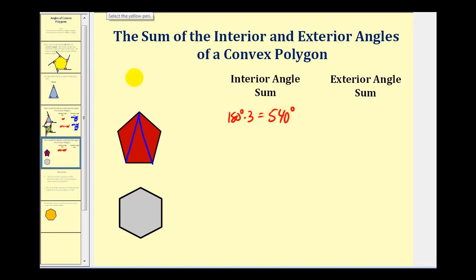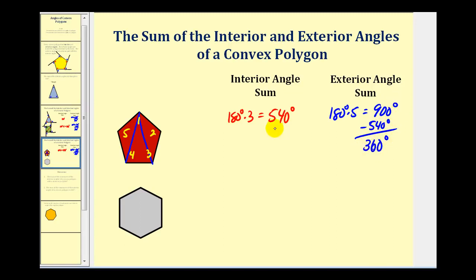And if there are 5 interior angles, there would be 5 exterior angles. So we'd have 5 linear pairs. So the sum of the interior and exterior angles would be 180 degrees times 5. It's going to be 900. Subtracting out the sum of the interior angles, again, leaves us with 360 degrees.